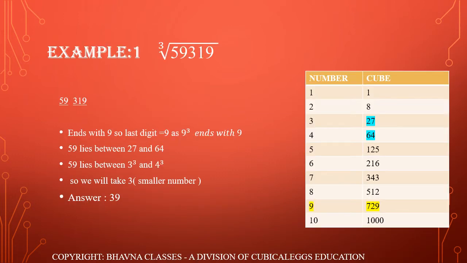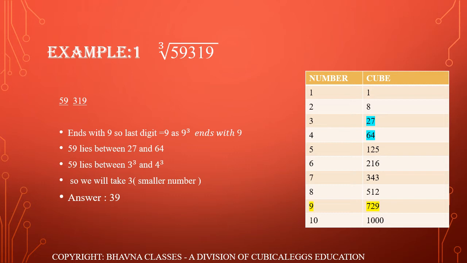Here is the first example, cube root of 59,319. So I have to make groups of three digits at a time from the right hand side. So I'll be getting 319 as one group and 59 as the other. Now, this 319 ends with 9. So I have to check the table to see which cube ends with 9. Yes, 9 cube ends with 9. So 9 will be the unit digit of my result.